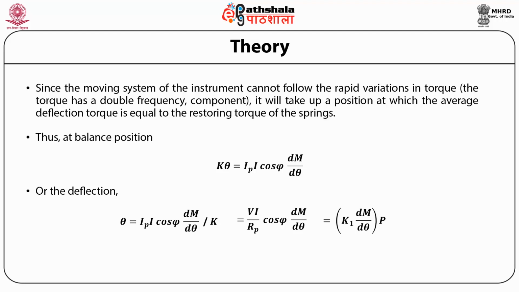Putting in the values, we get theta is equal to Vi by capital Rp multiplied by cos phi multiplied by dm by d theta, which is equal to k1 dm by d theta multiplied by p, where p is the measured power and is given by Vi cos phi, and k1 is equal to 1 by capital Rp into k.